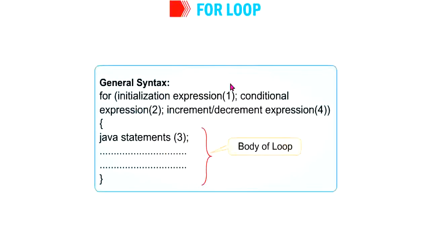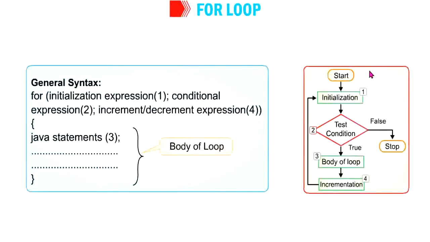This is the general syntax of the for loop. The for keyword, initialization as expression 1, condition as expression 2, then increment or decrement as expression 3. Then the Java statements, which are called the body of the loop, and finish. Its algorithm: start, initialization, test condition. If it is true, enter the body of the loop, then increment, and it goes on. When 10 times finish and 11 comes, it is false, then stop.